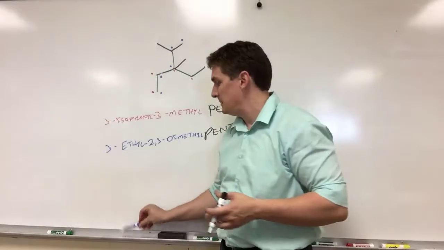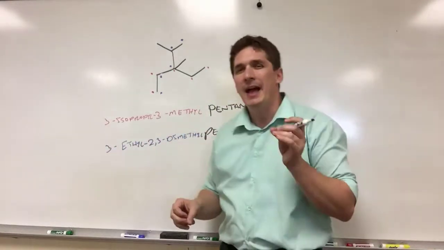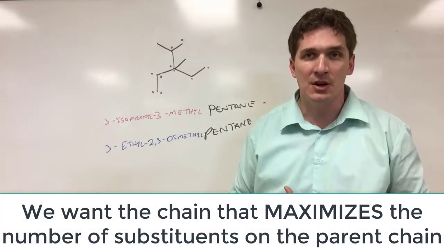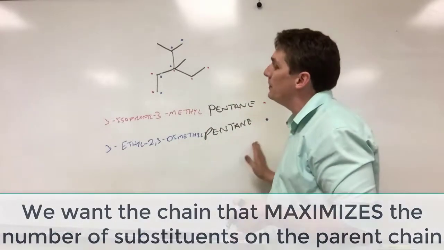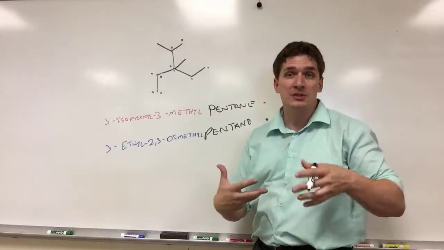Now your instinct here may be to sit back and say, well, we want the one with fewer substituents on it because it's easier to write out. Actually, it's the opposite of that. If we have 2 ways to draw the longest carbon chain, we actually want to pick the one that has the most number of substituents or branches on the chain.